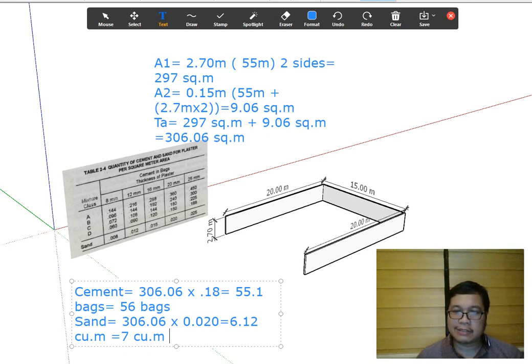But the total quantity, class, when you already do your actual practice, the formula presented by the books has a difference of around 10 to 15%. So if you want it to be more accurate, for example, if you have 56 bags here, then you're going to add 10 more percent to it. The same thing with the sand, you're going to add 10 more percent, just to be on the safe side.